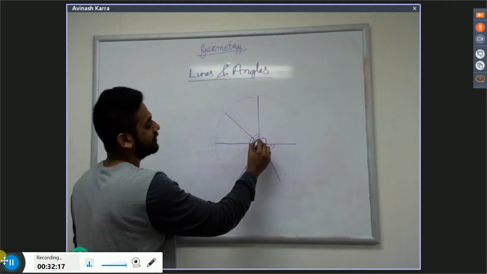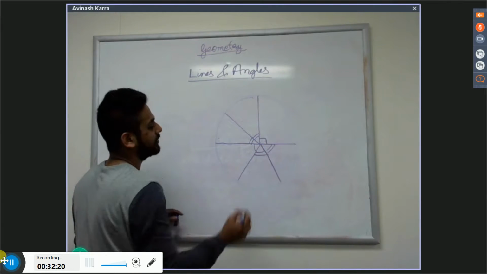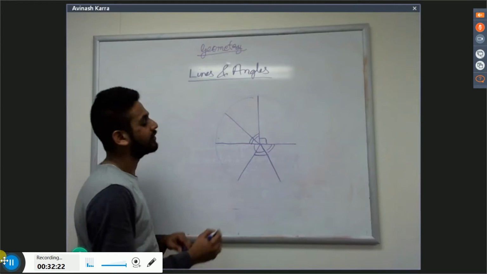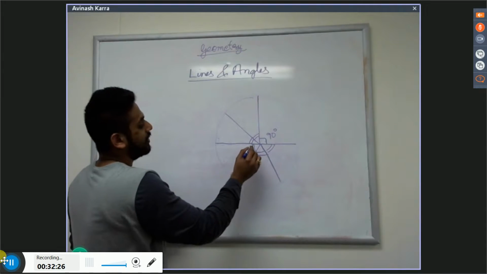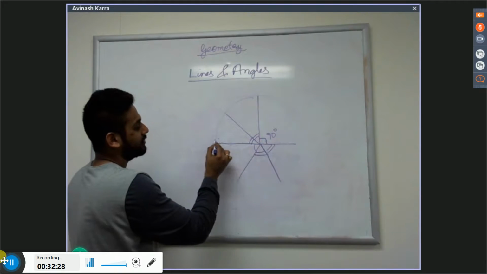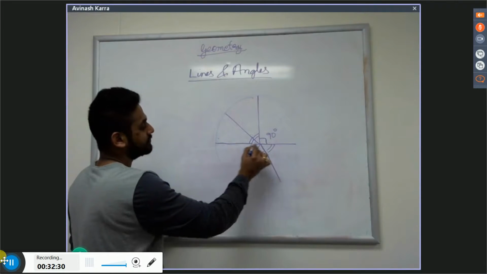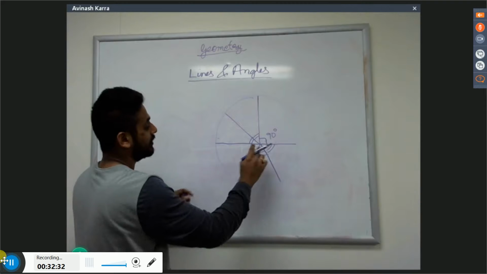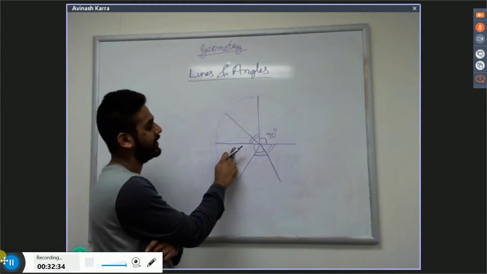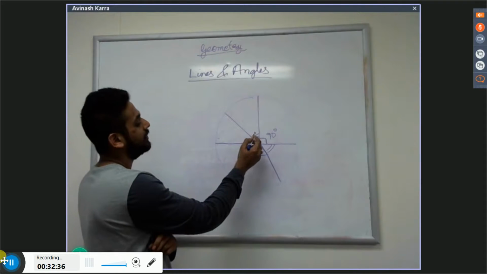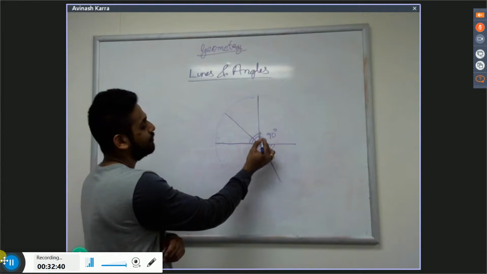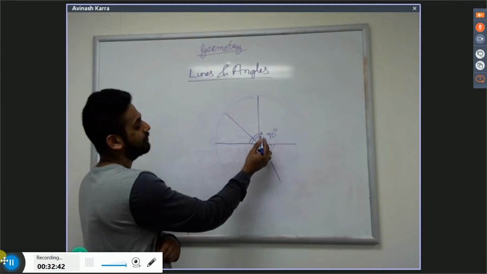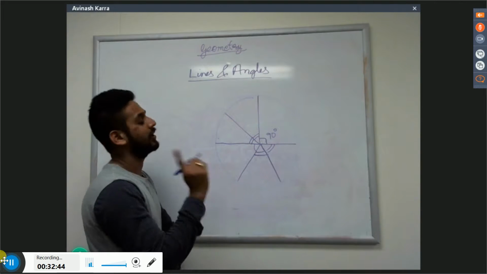What is this angle? If I represent with this... 90. And what is this? It is 180. It's a straight line, right? Yes, 180. And what does this mean? That they're both the same angles.